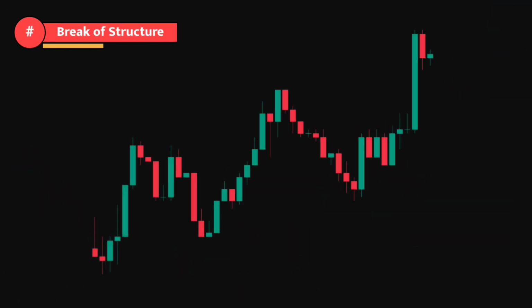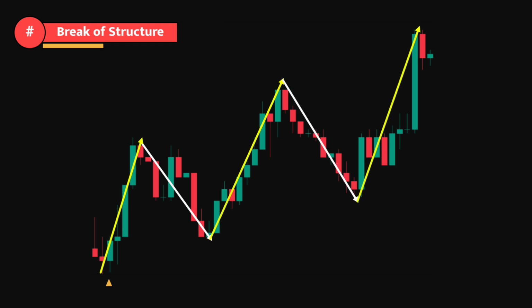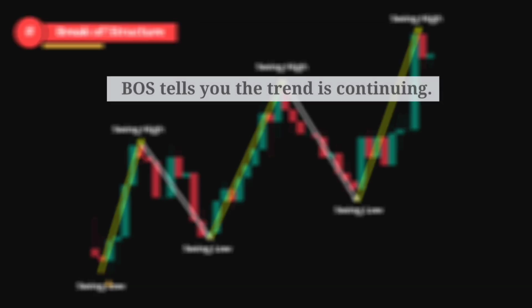Break of structure is not a complicated concept, but it is one that requires consistency to apply well. Price is always telling you who is in control through the sequence of highs and lows it creates. When that sequence keeps stepping in one direction, the market is giving you clear information about where it wants to go. Break of structure tells you the trend is continuing.